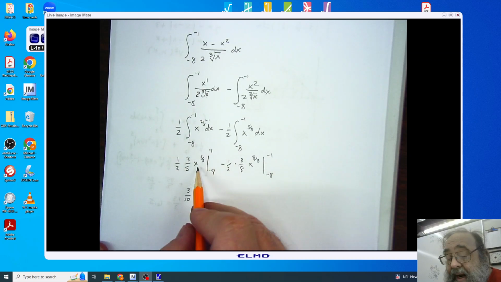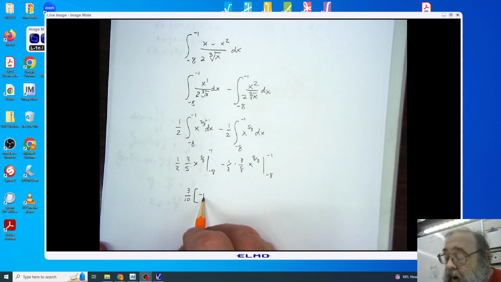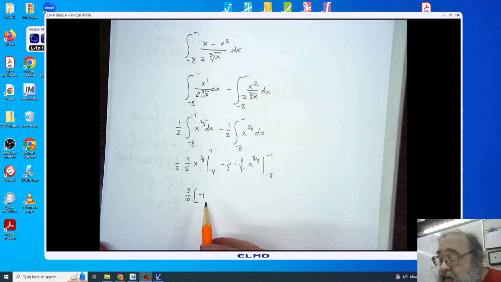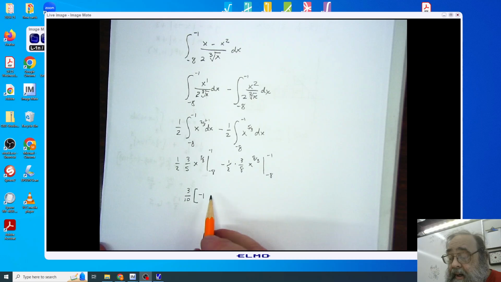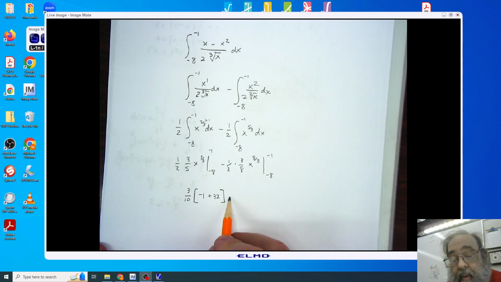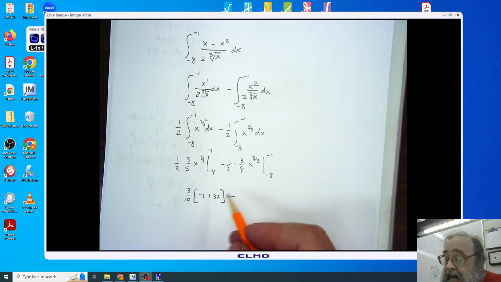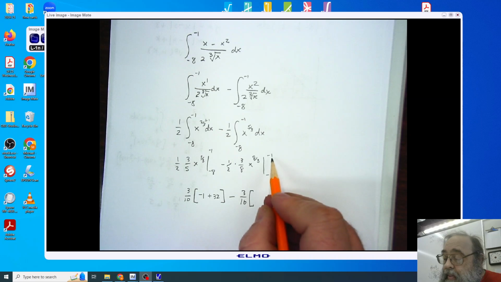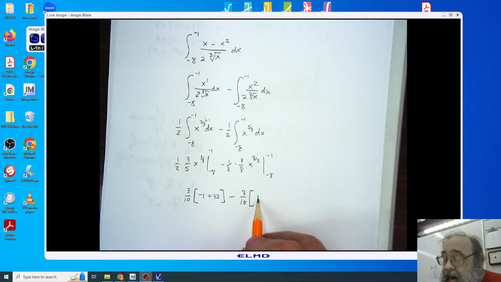We're going to plug in negative 1. That's going to give me negative 1. We plug in the negative 8 into the 5/3. That's going to give me negative 32, and with the minus from the fundamental theorem, we have plus 32. Then we're going to have to subtract. We have 3/16. We plug in the negative 1, and now we're looking at 1. Now we plug in the negative 8, and we get negative 256.